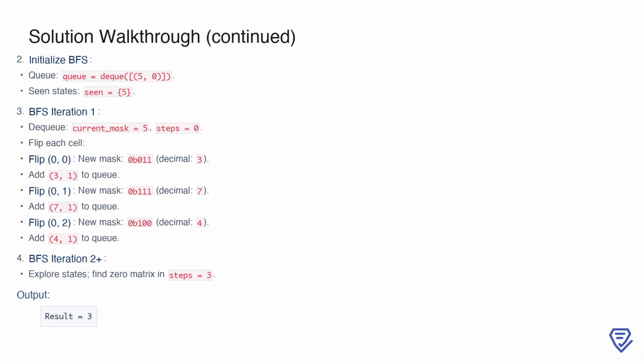Next, flipping cell 0, 1 gives the mask 0b111, or 7, which is also added to the queue. Finally, flipping cell 0, 2 results in the mask 0b100, or 4. These new states are now part of the BFS queue. In subsequent iterations, we continue exploring these states, flipping cells and tracking visited masks. Eventually, we reach a state where the mask becomes 0. For this example, it takes 3 steps to convert the matrix into a 0 matrix. Thus, the output is 3.